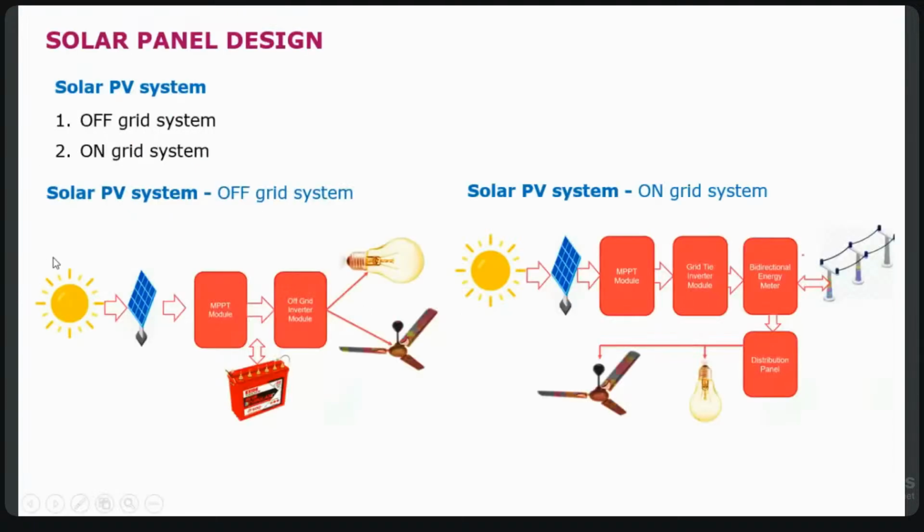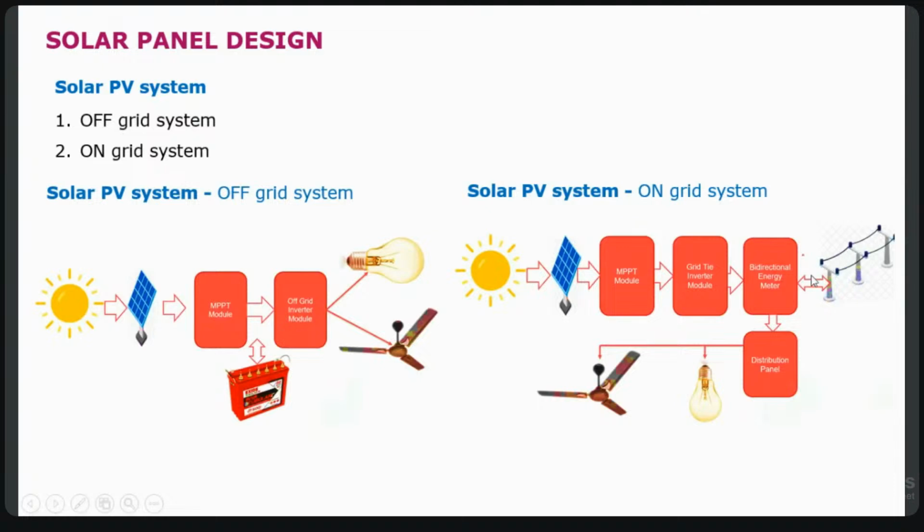So, solar panel design. Now in solar panel design, there are two systems: one is on grid, one is off grid. What is the meaning of on grid and off grid? Any PV system that is connected to the grid is called an on-grid PV system.